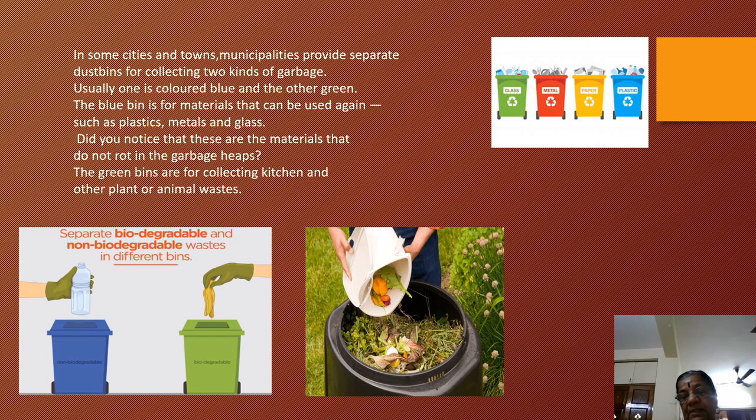This is recycling, we will study it next. In recycling, these can be used. Right, and then green bins for collecting kitchen and other plant or animal waste. I hope you could understand this.